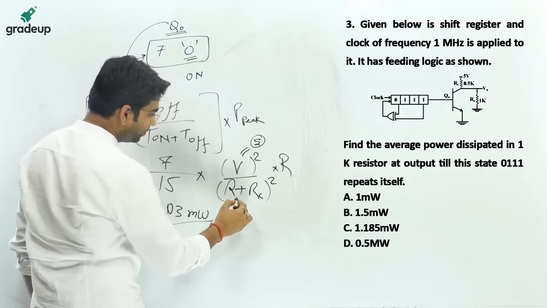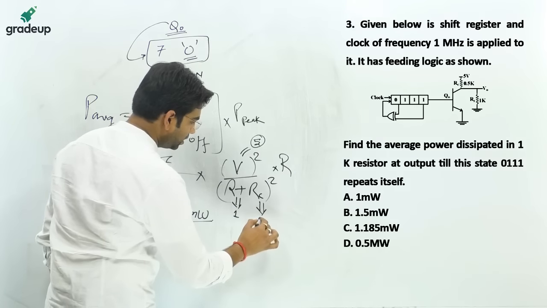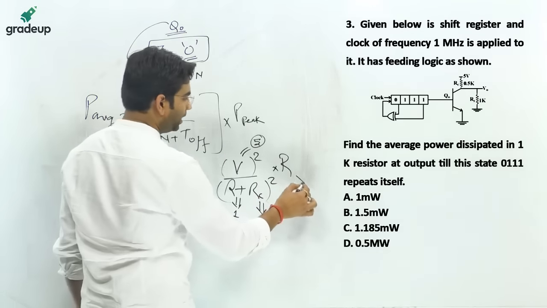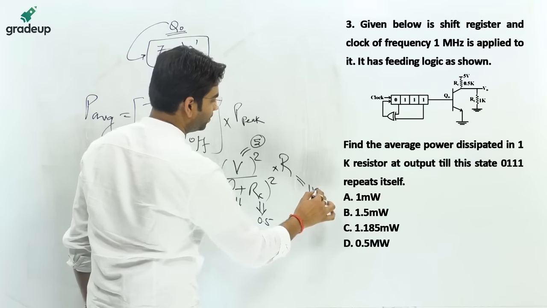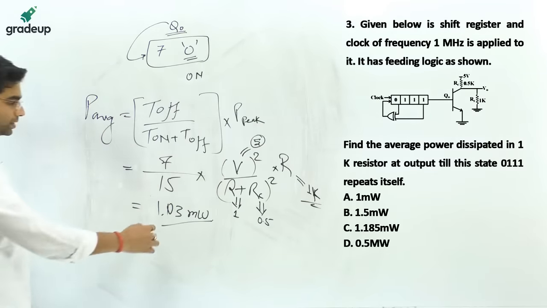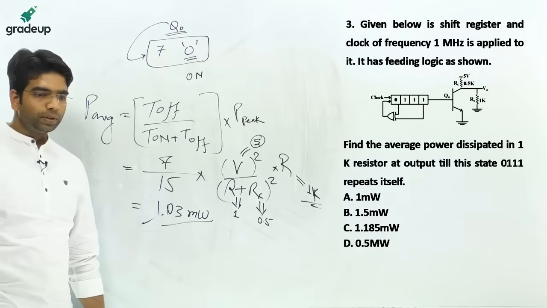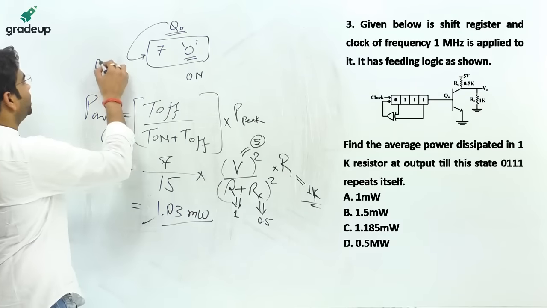Rohit, please do the calculation once more. It is 5, it is 1K, it is 0.5K and it is again 1K. Go through all this and you will be getting the answer as 1.03 milliwatts. So the nearest option is option A, which is correct.